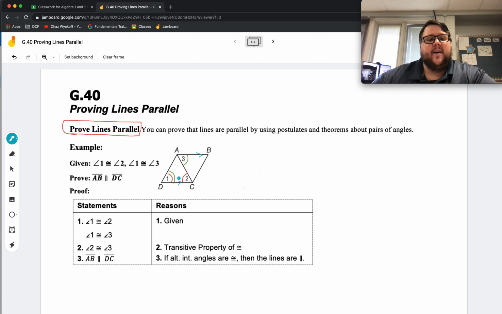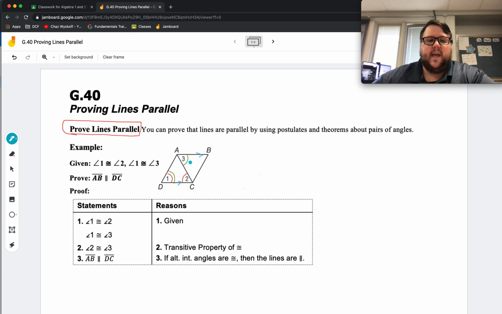So if angle 1 is in both of those congruent statements, now we can say that angle 3 is congruent to angle 2 because they're both congruent to angle 1. They start off with a given: angle 1 and angle 2 are congruent, angle 1 and angle 3 are congruent. Given. Because angle 1 is in both cases, angle 2 is congruent to angle 3, and that's called the transitive property of congruency.